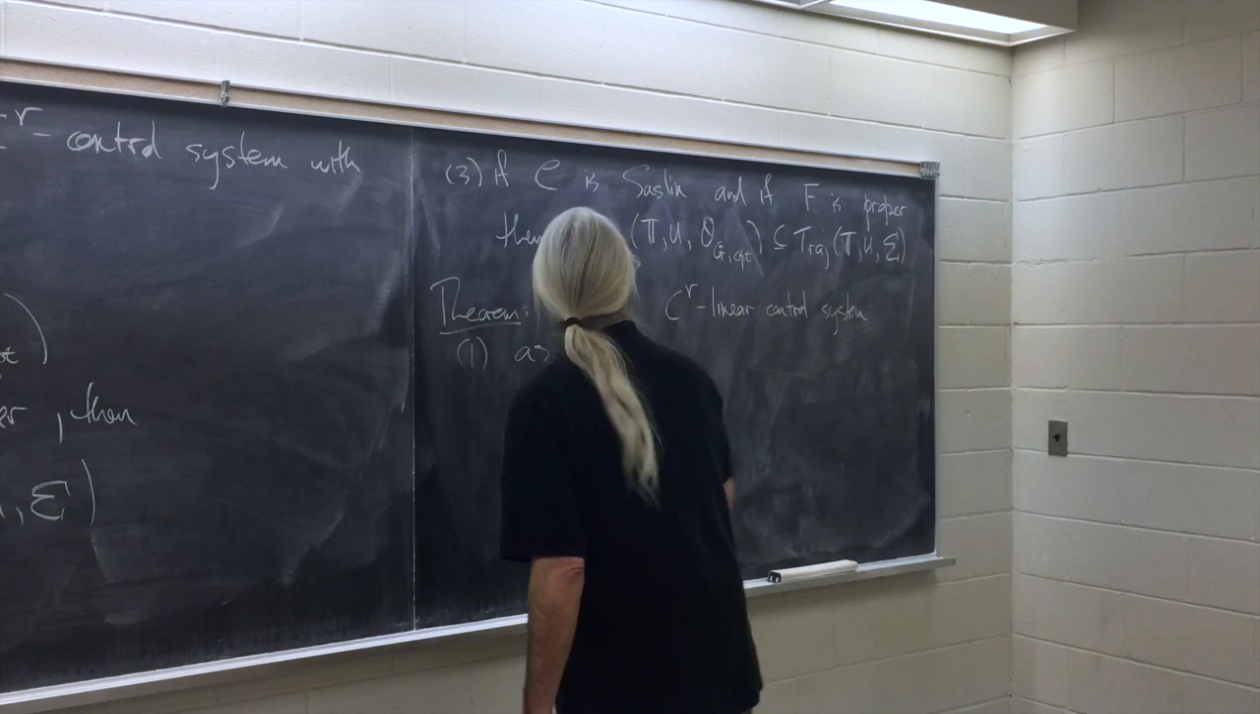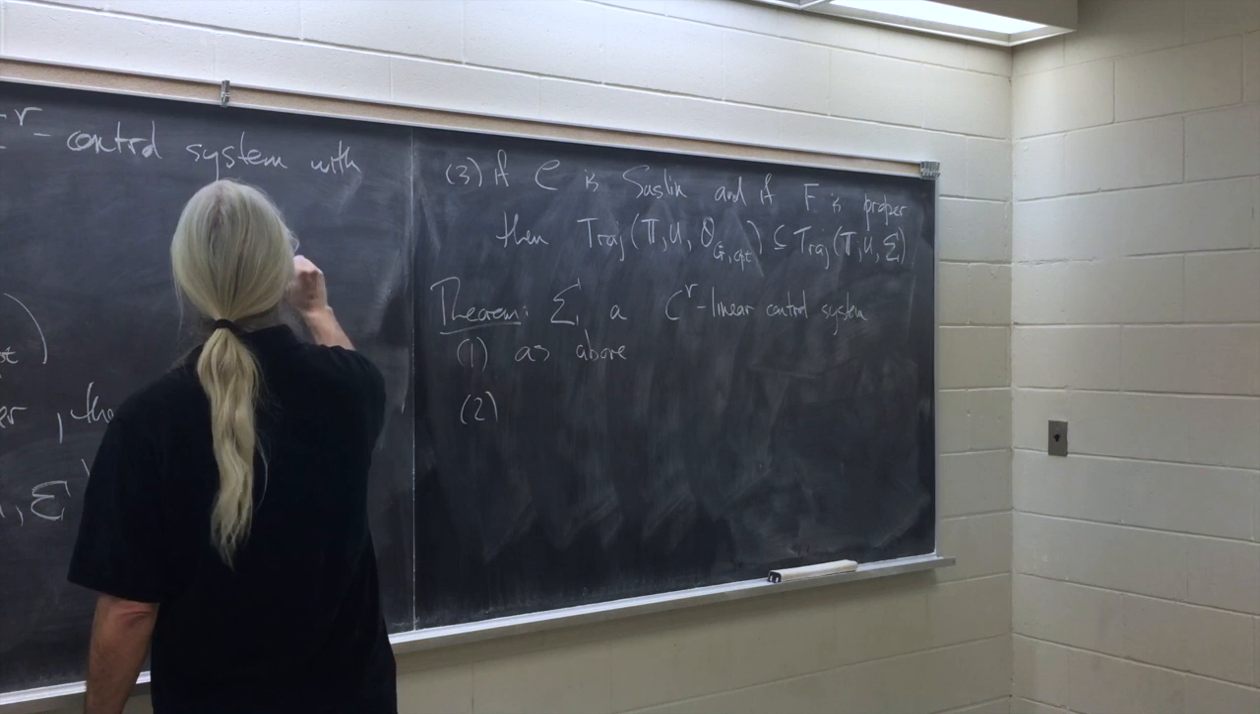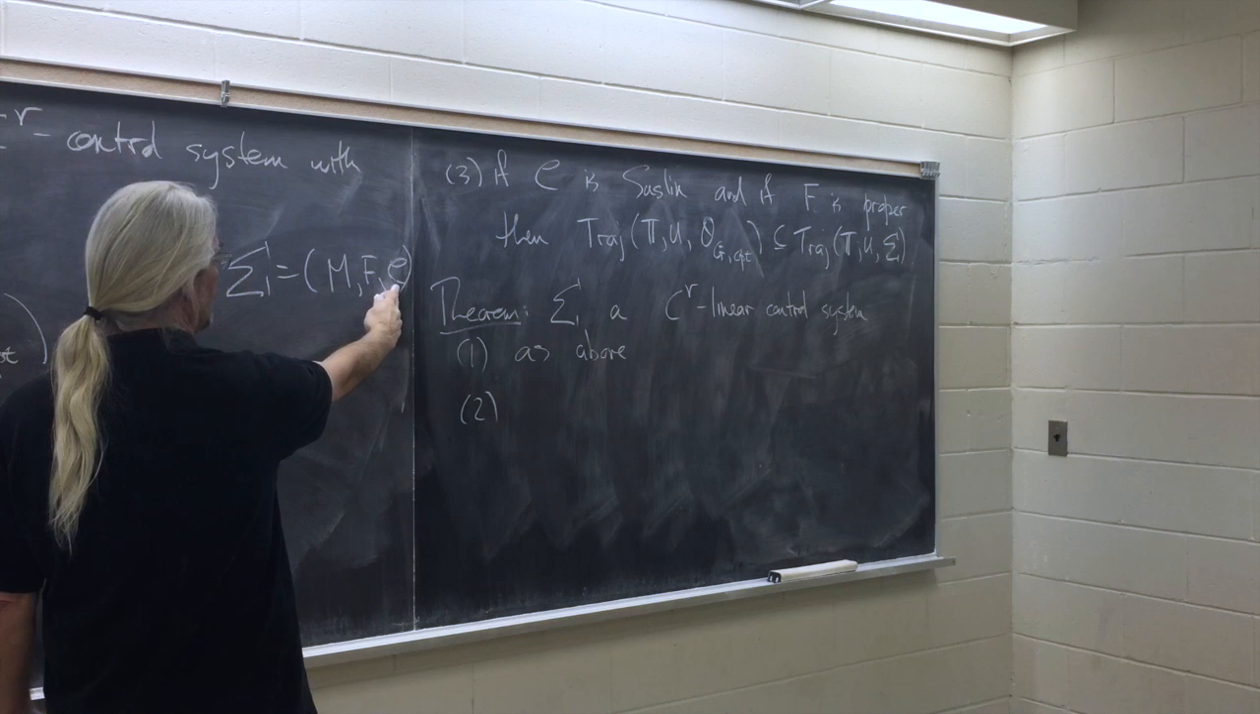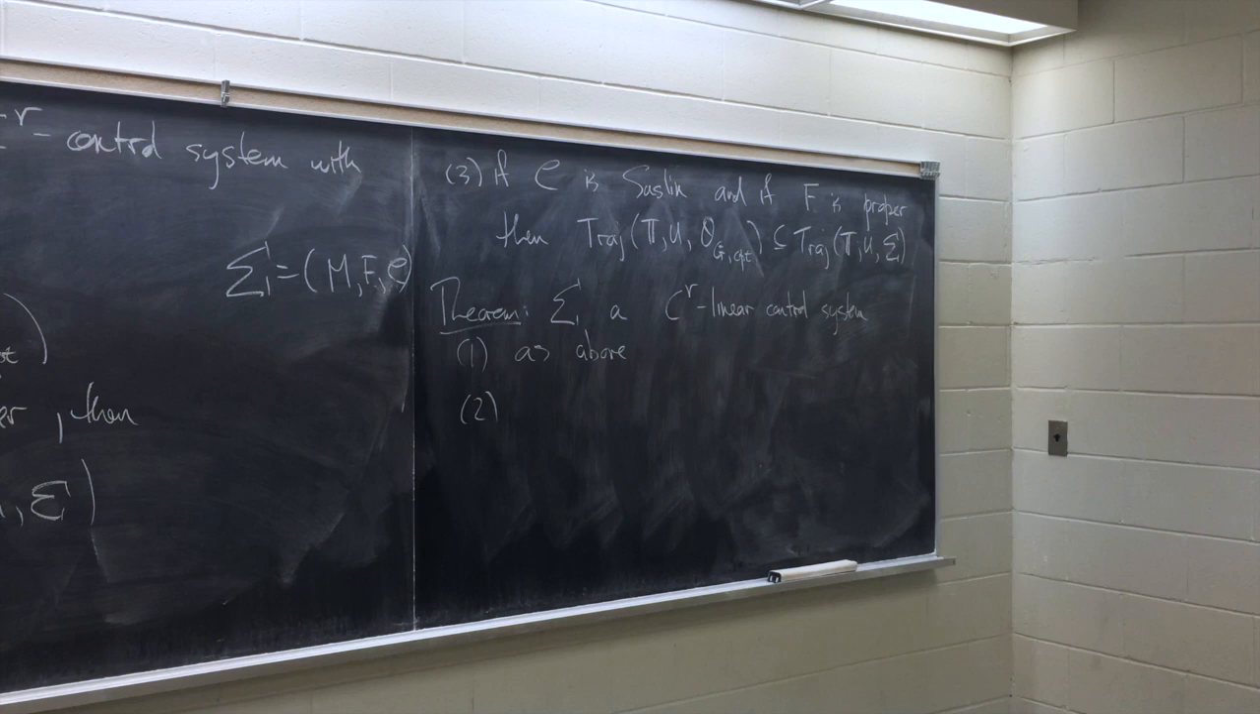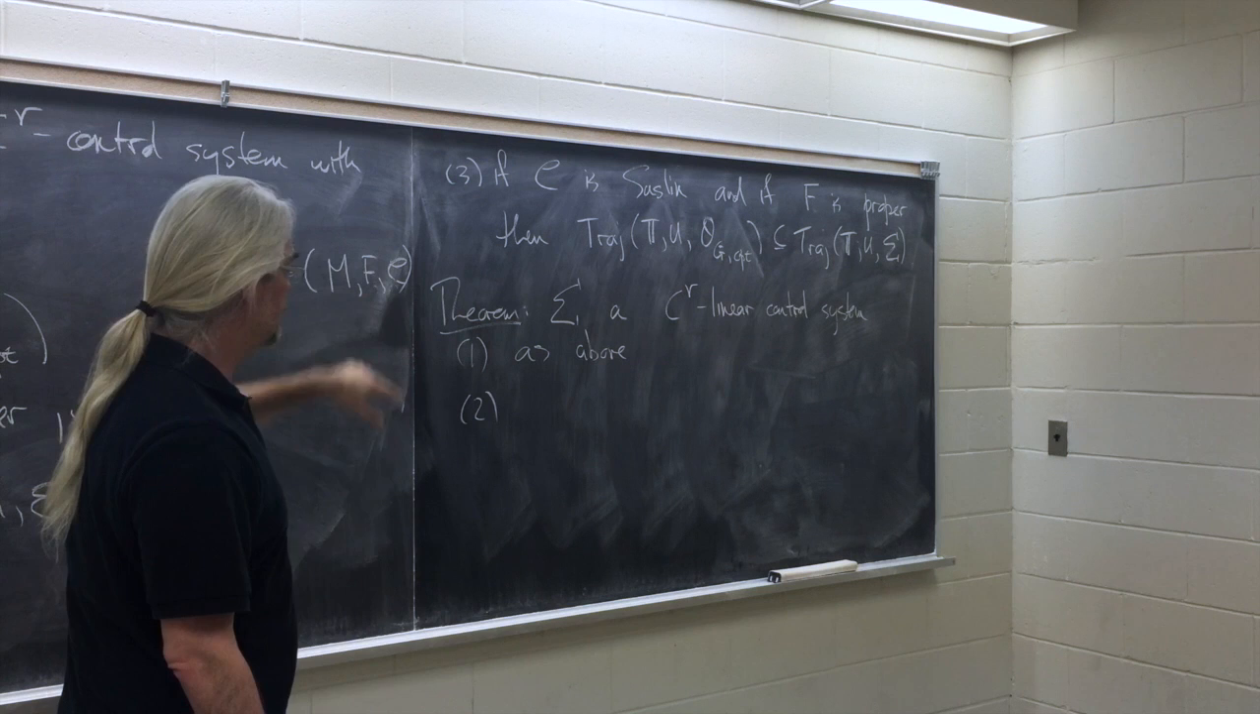And so remember that for a linear control system, C was a subset of a locally convex space, and F was the restriction to C of a continuous linear map. Okay, and so you have a sort of unsurprising condition here, which is that that linear map should be a homeomorphism onto its image.